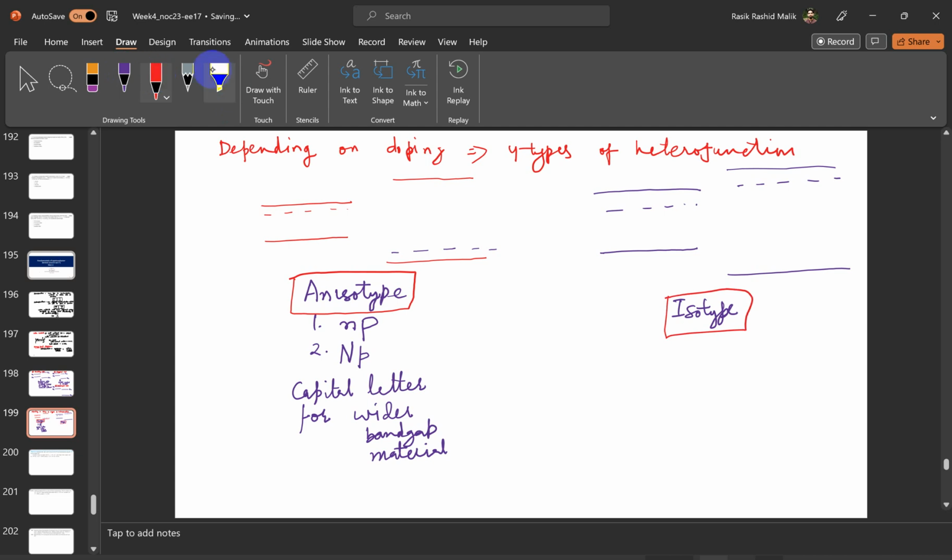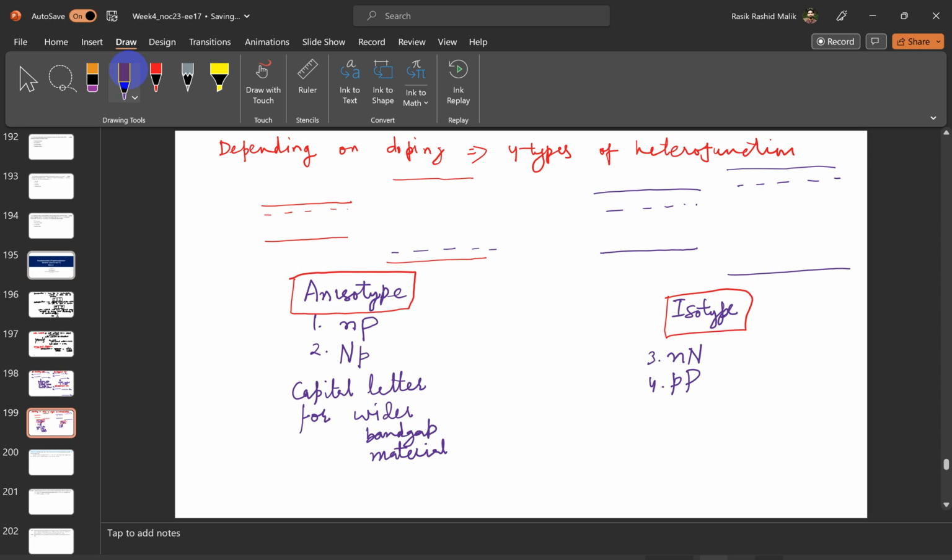Okay, and in this isotype heterojunction as well, we can have two types. We can have n and capital N, or we can have p and capital P. Okay, so these are called the isotype heterojunctions. Now, since this is the isolated band diagram, we will take one of the cases.